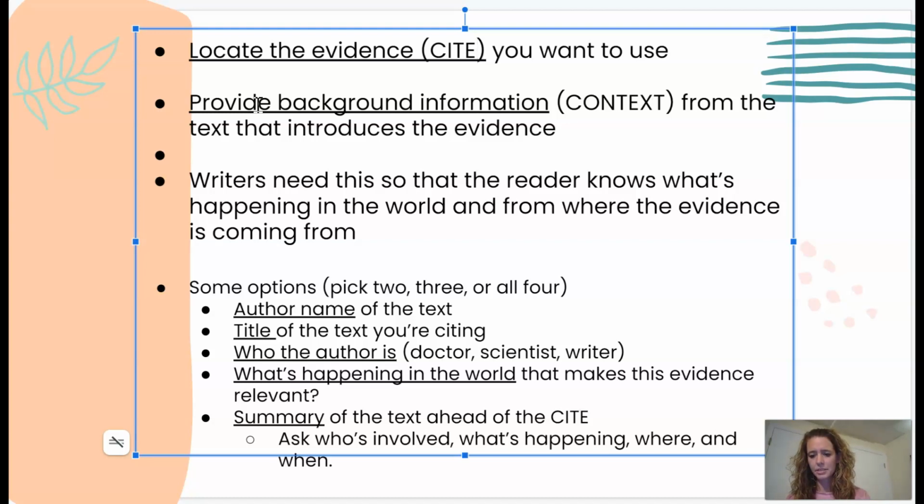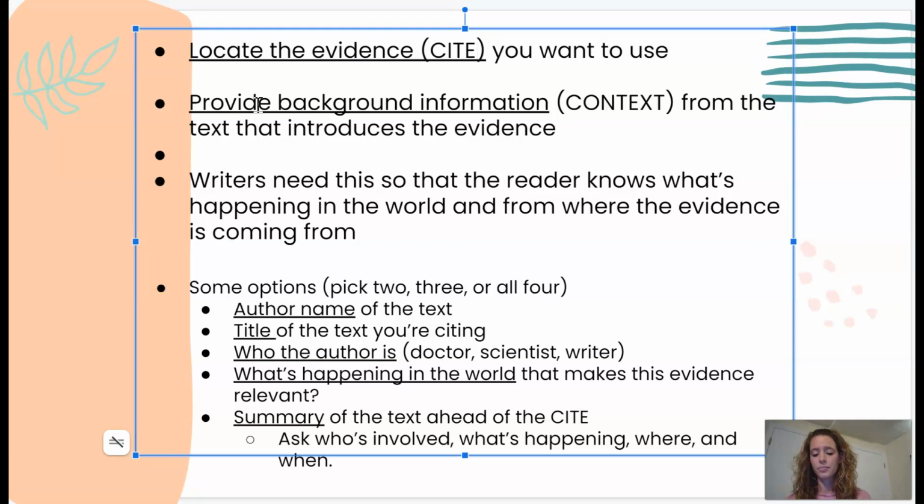Okay, so some ideas for you to start this would be to include the author name of the text, wherever you got the citation from. What's the title of the text? Is it a short story? Is it a book that you're summarizing or reading and then summarizing? Is it a visual? When was it created? What kind of background information do we need to understand this evidence? What's happening in the world that makes this evidence relevant?